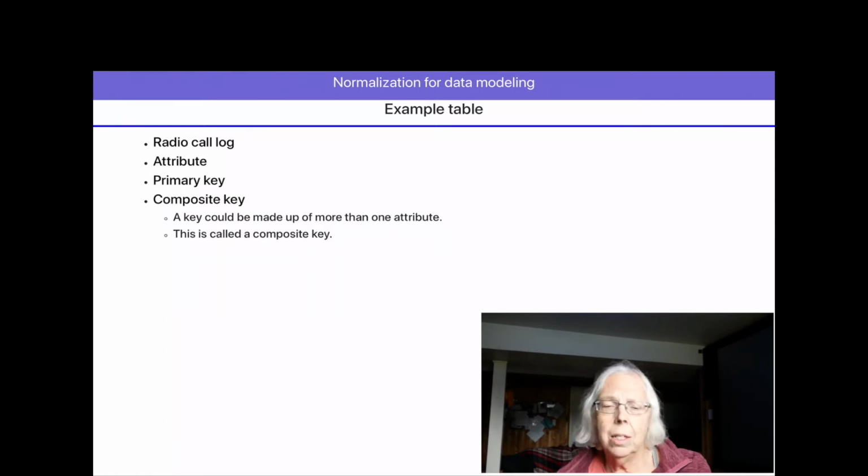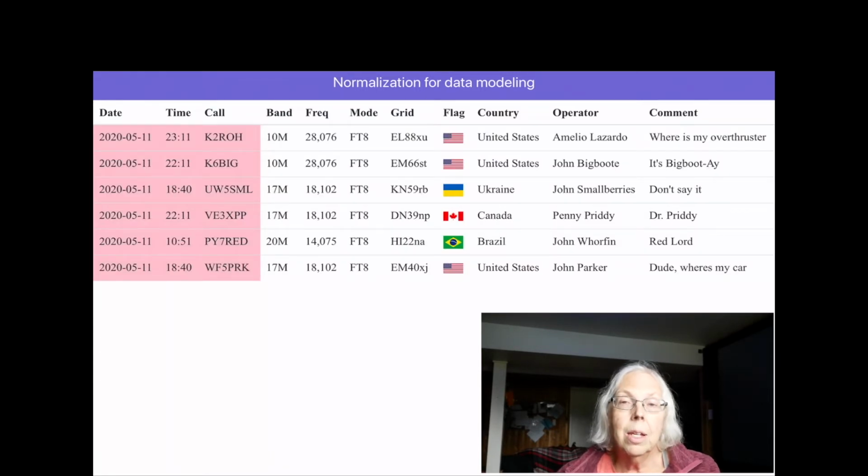In some cases, as I mentioned, we may have more than one attribute making up the primary key. This is referred to as a composite primary key. So you can see in the case of a call, or a contact, in order to uniquely identify the contact, we would probably need to know the date and the time and the call sign of the station that we were contacting in order to make a unique identifier. So sometimes we have to use more than one attribute to do that.